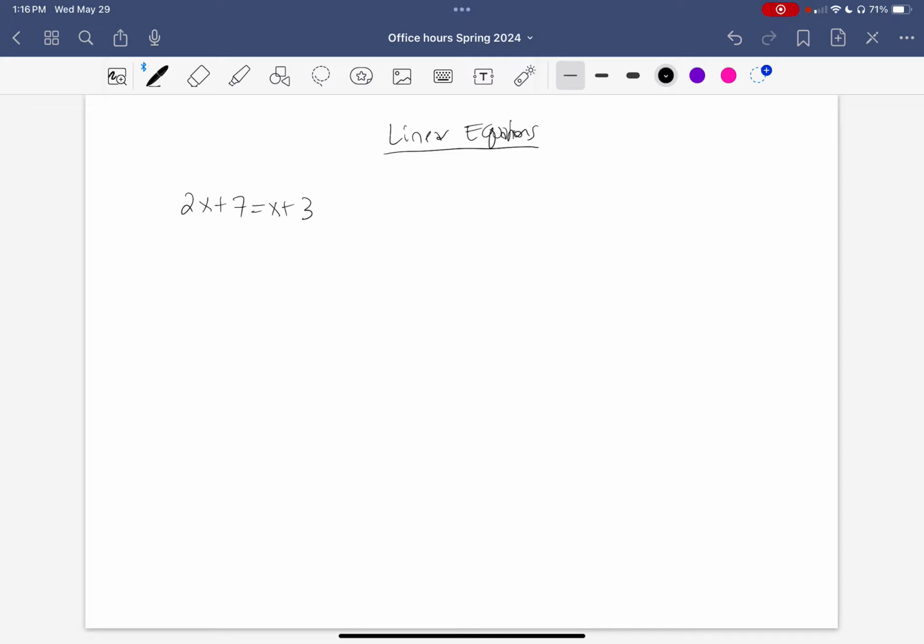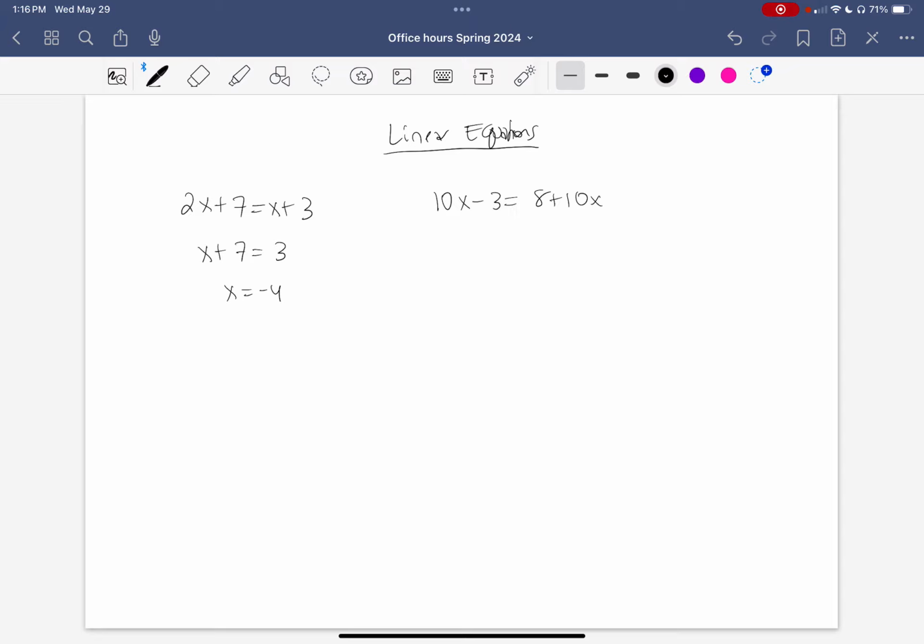A basic linear equation will just have one variable, and we should be able to solve for it by essentially isolating that variable. Okay, so in this case, for instance, I'm going to subtract an x from both sides. I'm going to subtract 7 from both sides, and I got a singular answer of x equals negative 4. Now, that's not always what happens.